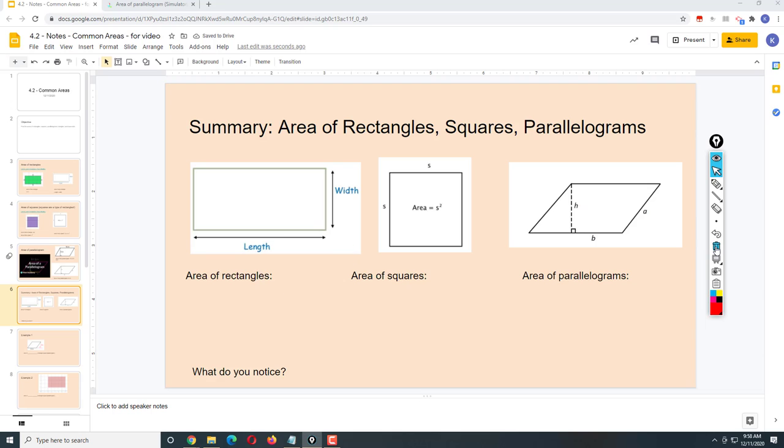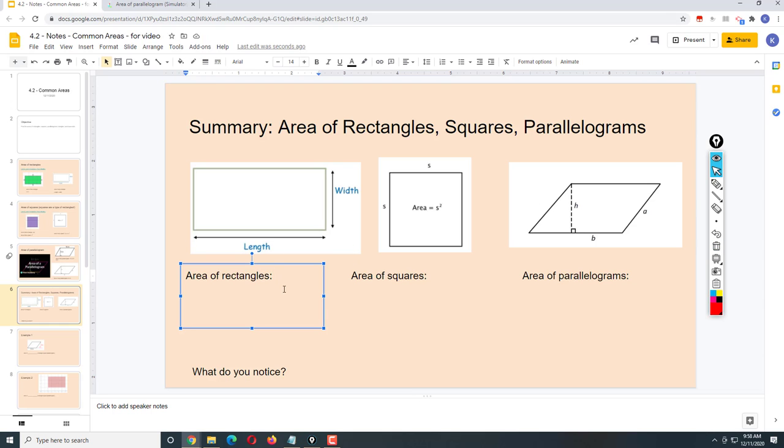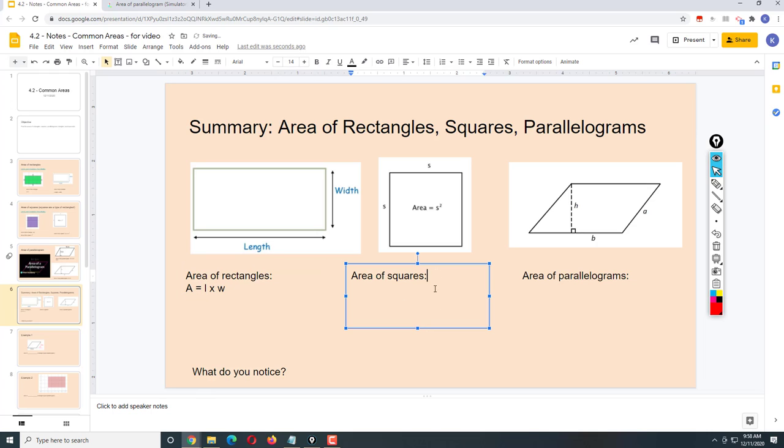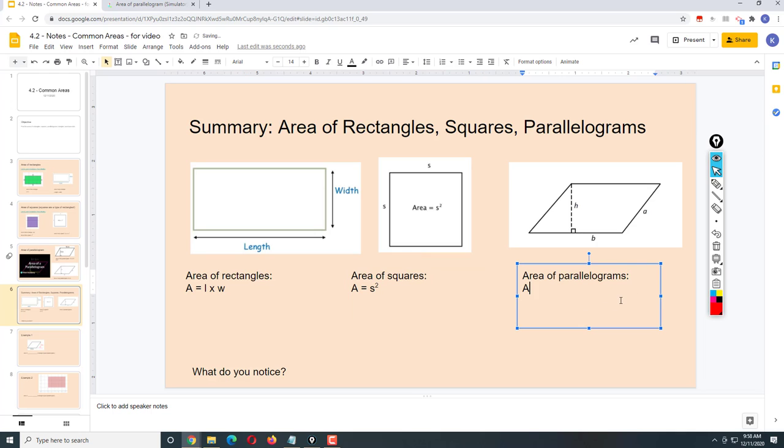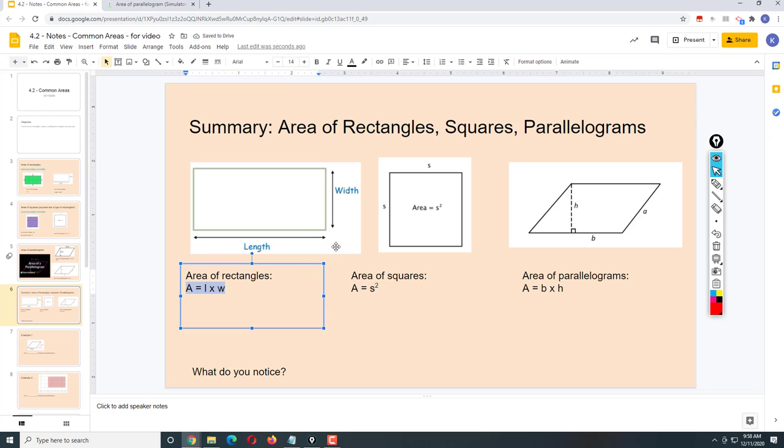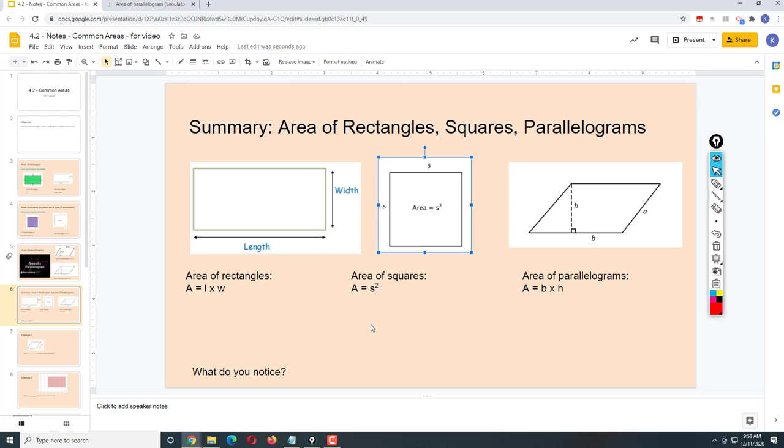So to summarize, for all of these, we're really just multiplying. For rectangles, it's length times width. Area is length times width. For squares, it's side times side, which is side squared. For parallelograms, it's base times height. But really, we could have used this formula, rectangles, to also find the area of this one. So we're all just multiplying the sides.